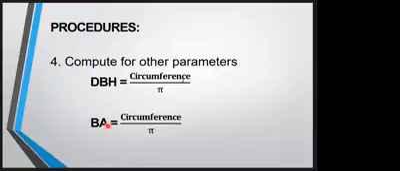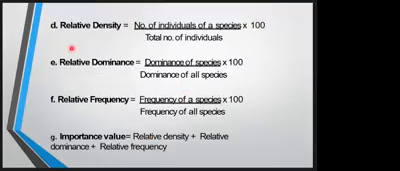So earlier, DBH or diameter at breast height is circumference divided by 3.14, 15, blah, blah, blah. I can't memorize the pi. Then the basal area is circumference divided by 13.14, 15, blah, blah, etc. And then you also have to compute the relative density.